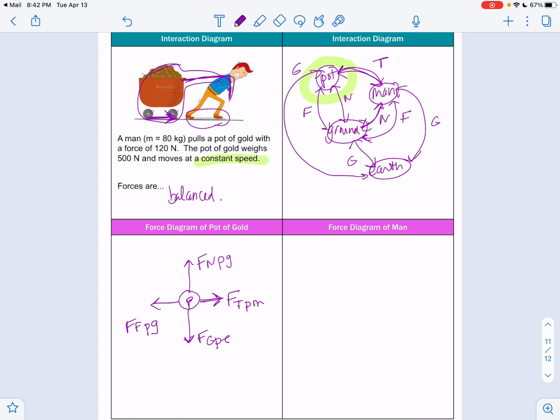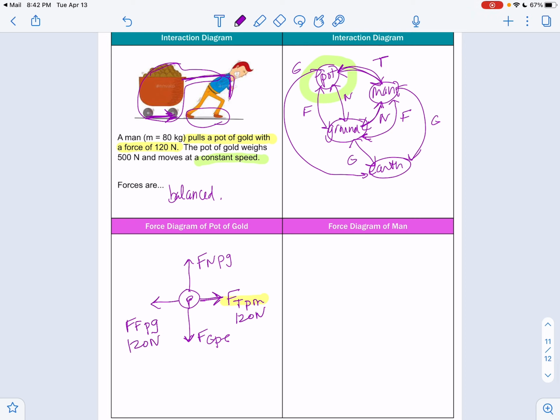So let's see what's happening with the numbers here. The man pulls with a force of 120 newtons, so that's this one. That is 120 newtons. So the force of friction also has to be 120 newtons because it has to be balanced.